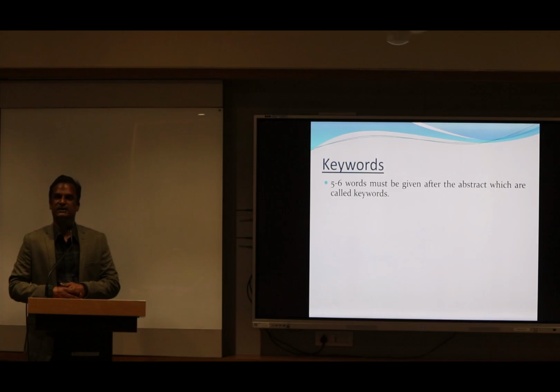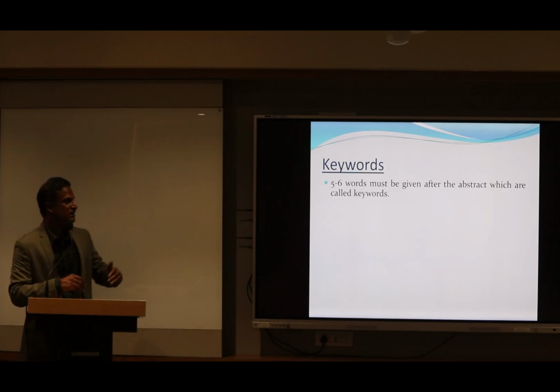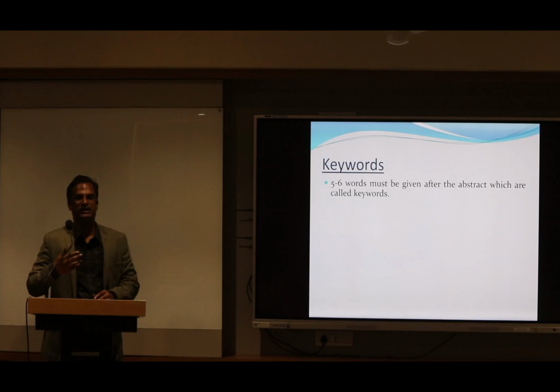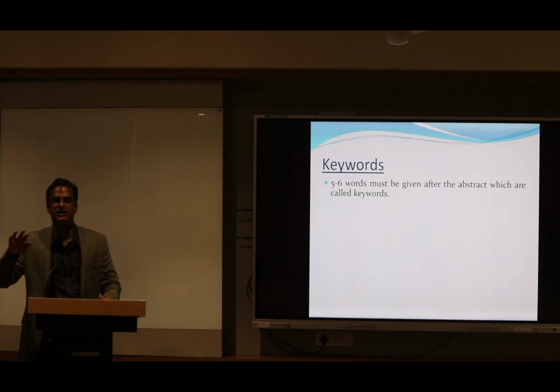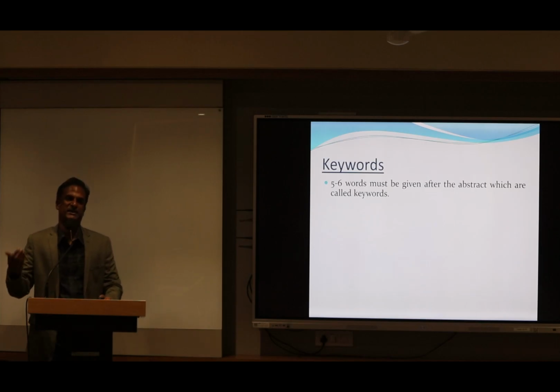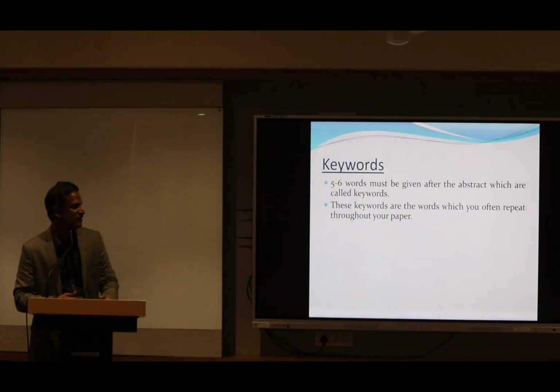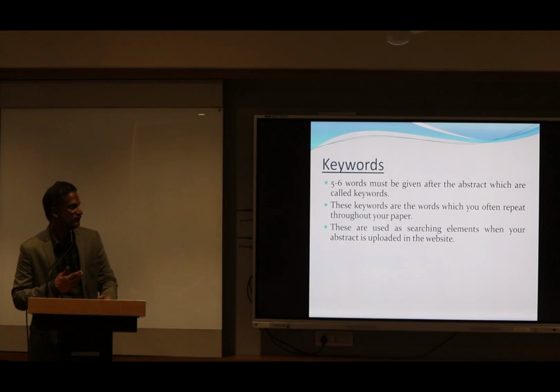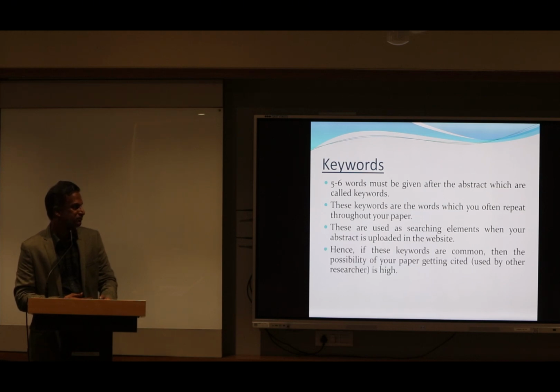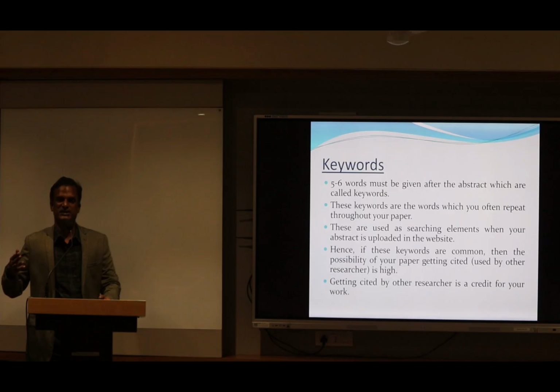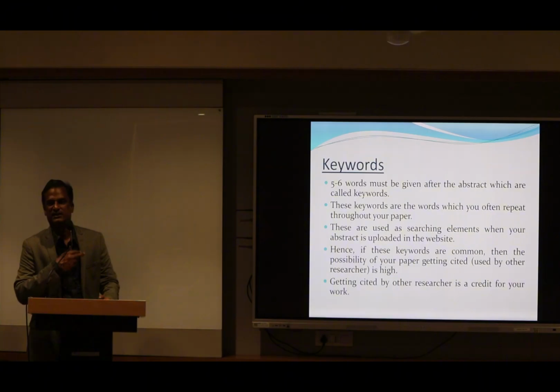In your title, you should have specific information, but your keywords should be much more general in nature. Only then will the chances of your paper getting cited by another researcher increase. Understood? Don't give any narrow word as keywords in your article, because these are used as searching elements in your abstract. You know about the H-index and all those things, right? Everything revolves around these specific keywords.